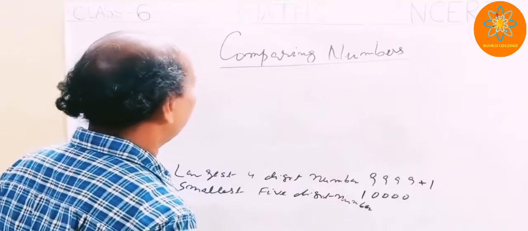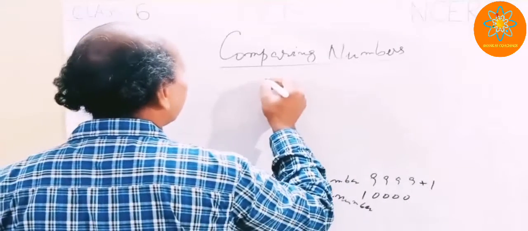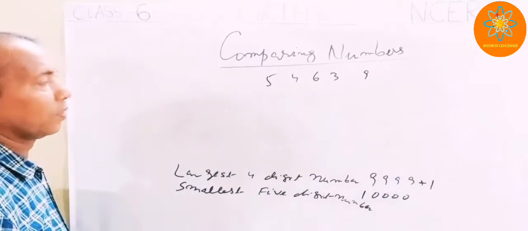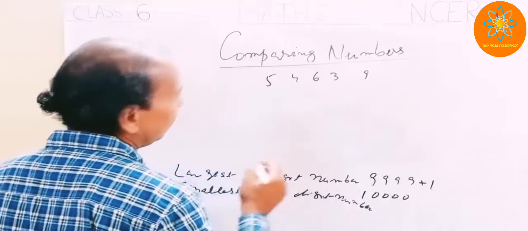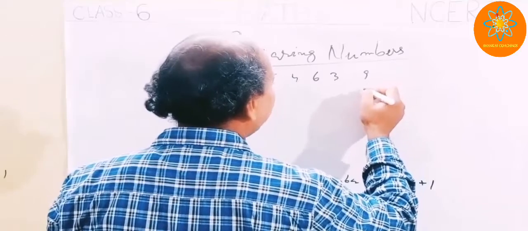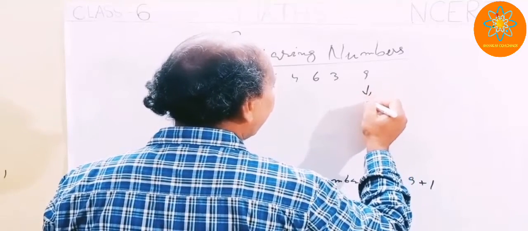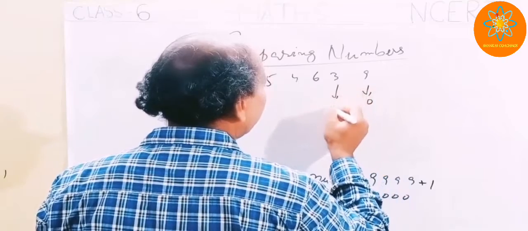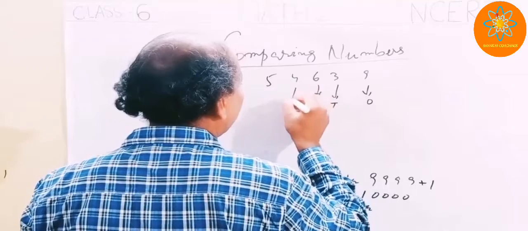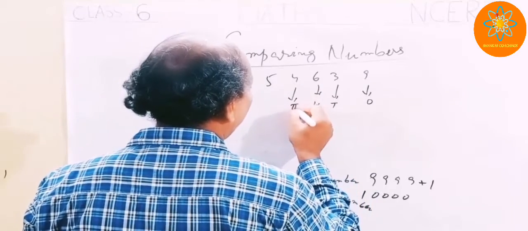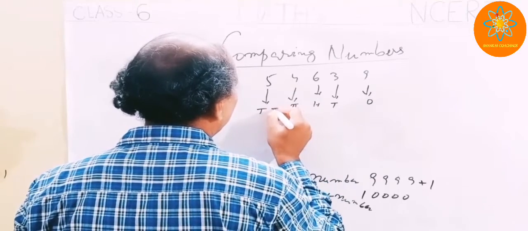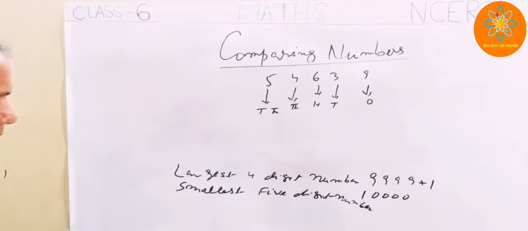Now we will see the number. Suppose any number is given like 5, 4, 6, 3, 9. And if I ask what is the place value, I can write it in this way. First of all, I will write this as the 1's place, this as the 10's place, this as the 100's place, this as the 1000's place, and this as the 10,000's place. So this is the place value.